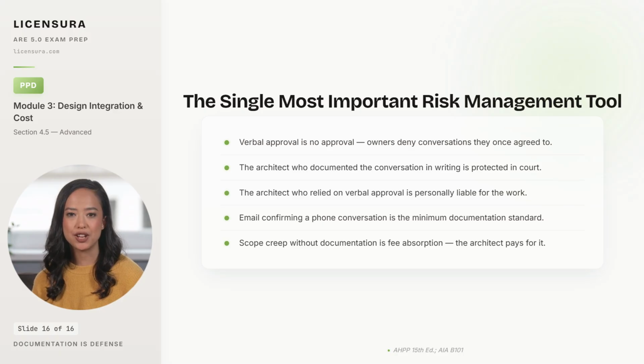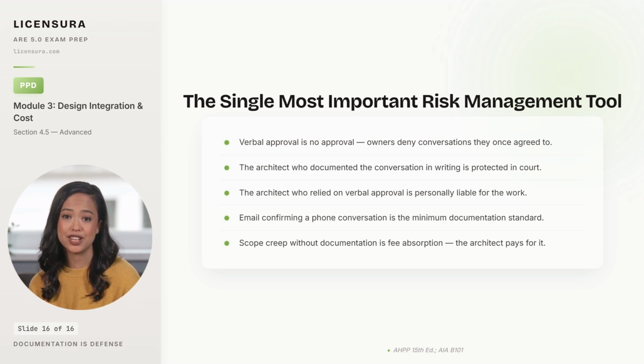Scope creep without documentation is fee absorption. And a firm that absorbs enough scope creep across enough projects ends up bankrupt because the labor cost ate the profit margin. The exam asks the same question over and over. What protects the architect when the owner disputes the change? And the answer is always documentation in writing.